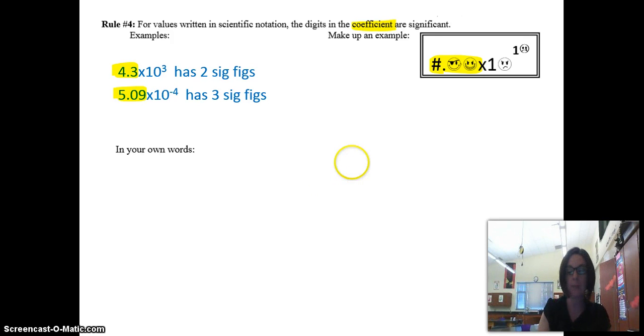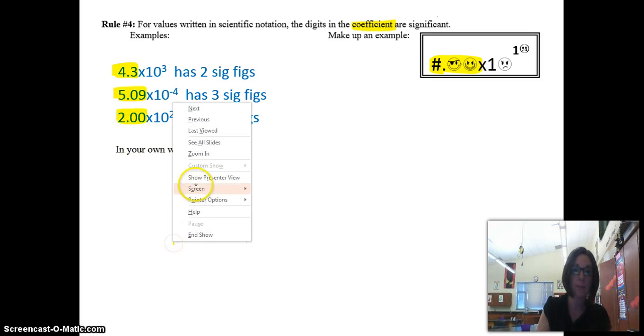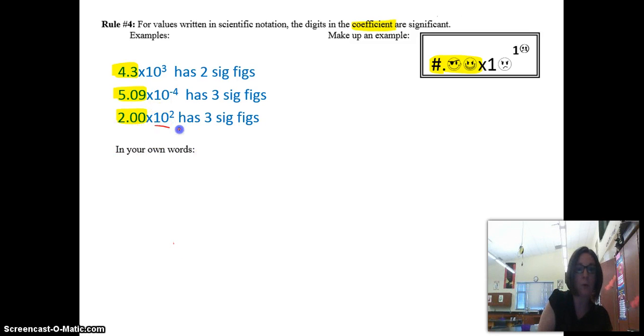This last example is the most important to write down. 2.00 times 10 to the second has 3 significant figures. The coefficient is 2.00. And because of rule number 3, those zeros on the right are significant figures. If I had taken the same exact number, but I wrote it in standard form, it would be 200. Well, we learned in the previous rule, that's just one significant figure.